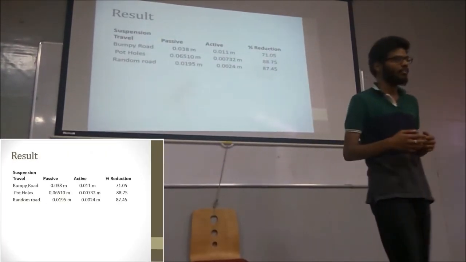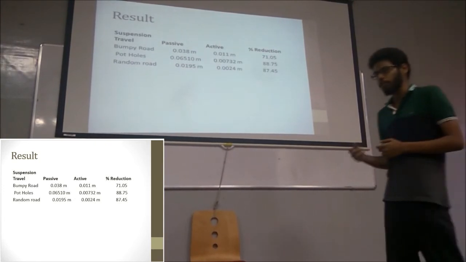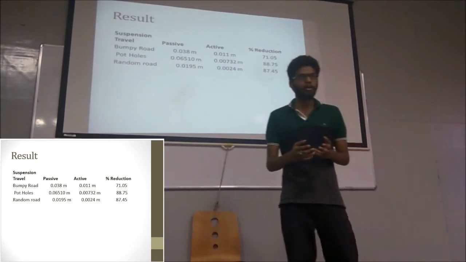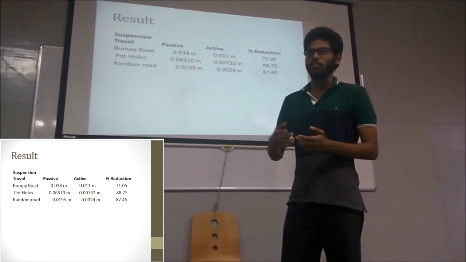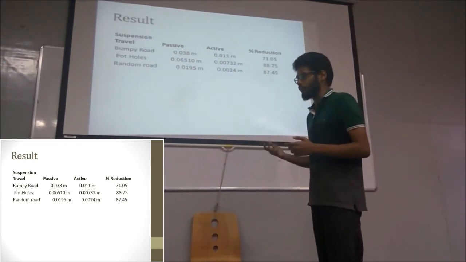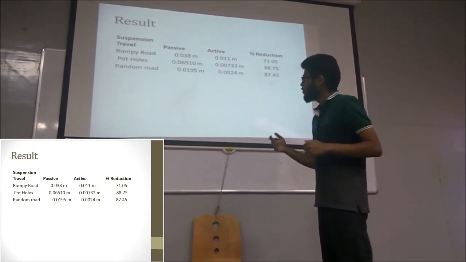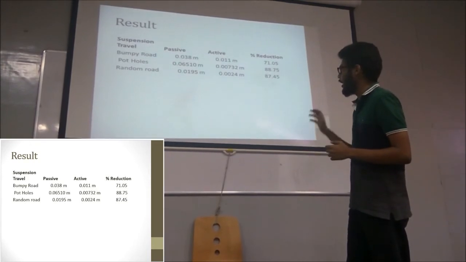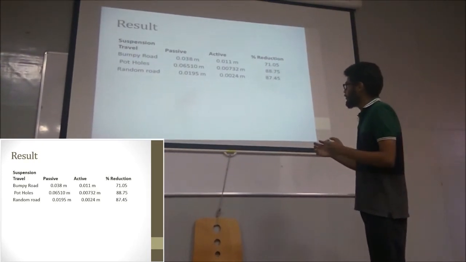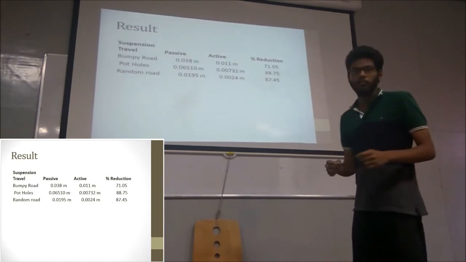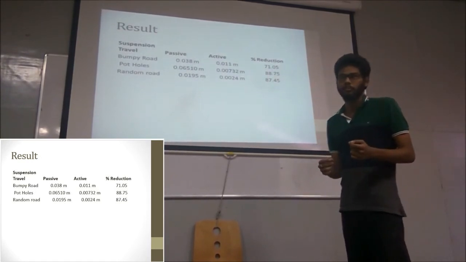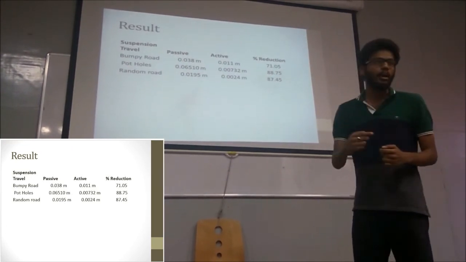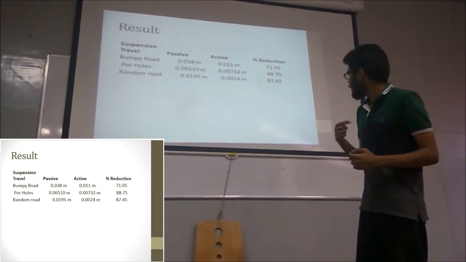Now we'll summarize what we have seen throughout the presentation. We have simulated the profile of a bumpy road, a pothole, and a random road. When we see the results of suspension travel, we see a major difference between the passive system and the active system. In a bumpy road, the reduction is approximately 72% or 71%, and for potholes or a random road, it goes up to 89% and 88%.